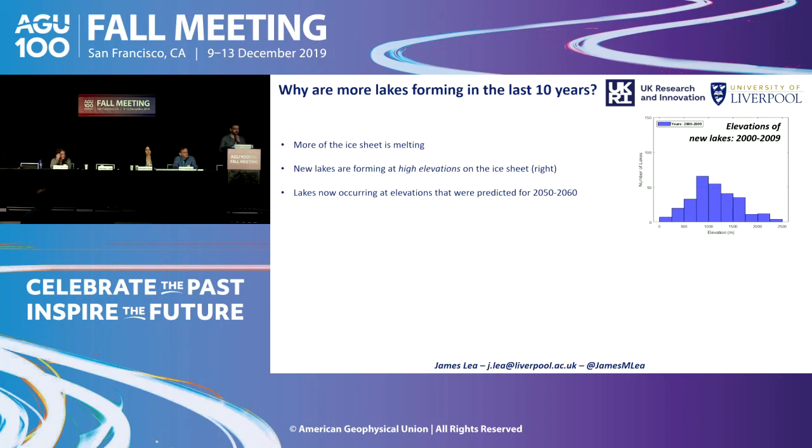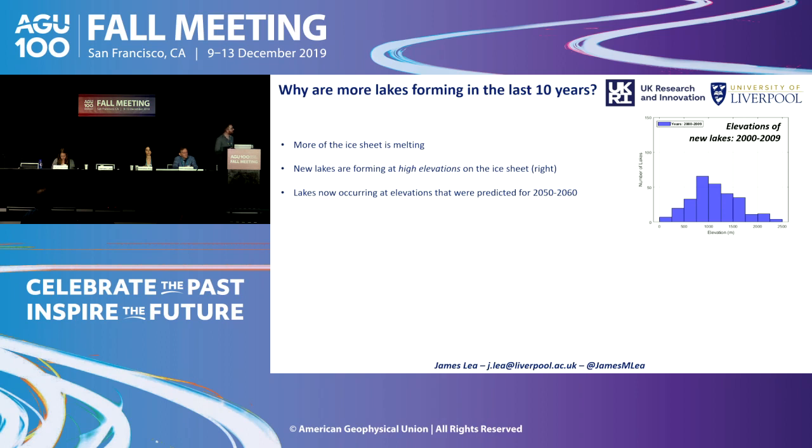So this begs the question as well, why are we having more lakes forming in the last 10 years? To put it quite simply, more of the ice sheet is actually melting. But because more of the ice sheet is melting, we're also getting more lakes forming at higher elevations, and that's really important. We're seeing lakes forming at elevations that we weren't really expecting from some of the projections that were made. We weren't really expecting to see them forming at these elevations until 2050, 2060. So it's actually quite scary.